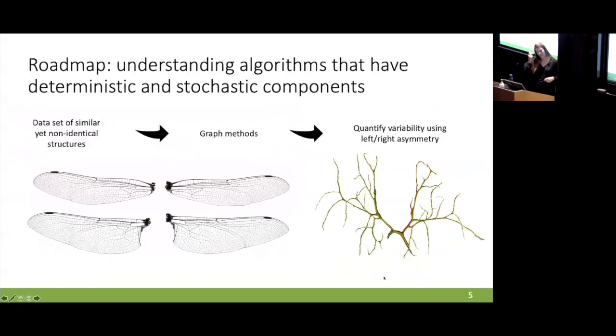So the roadmap of my talk is, first I'm going to show you these 2 data sets of similar yet non-identical features. I'm going to explain graph methods that we use to analyze these networks. And in the end, we'd like to quantify variability using the left-right asymmetry.